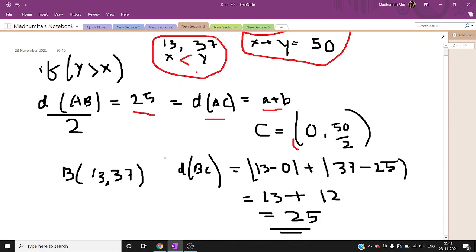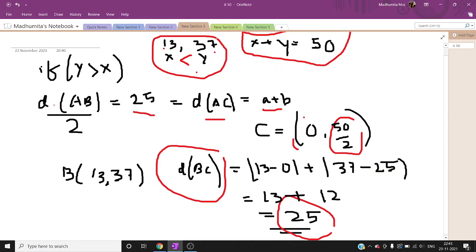Let's come to the distance of B to C. Now B to C, we know is x minus A's x, that is 13, plus y minus B's y, that is 37 minus this coordinate 25. 13 plus 12 is 25, and 25 is also equal to distance of AB by 2. So both the conditions are fulfilled over here.